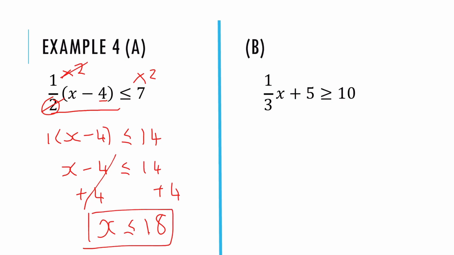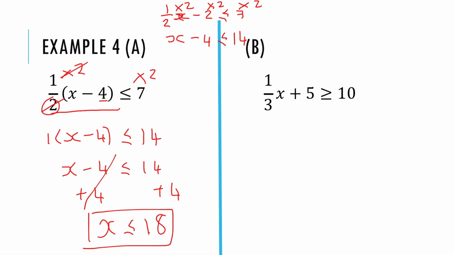Now, if I had multiplied out my bracket there first by the half, we would have had a half x take away a half of 4 is 2 is less than or equal to 7. And then we would have had to multiply everything by 2. Now that the bracket is broken, that would have given me x minus 4 is less than or equal to 14. So we would have got there the same way.